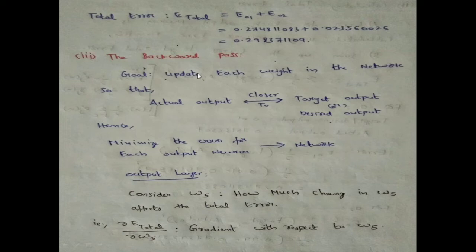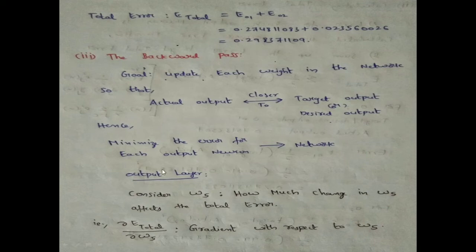So the goal of the backpropagation algorithm is to update each of the weights in the network so that the actual output of the neurons is closer to the target output or desired output. So thereby we minimize the error for each output neuron. So if we minimize the error for each output neuron, we finally minimize the error for the entire network, right?